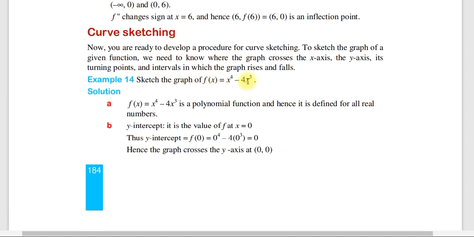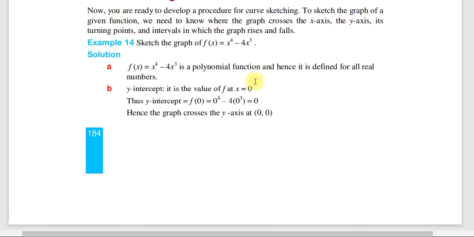There is this function. f of x equal to x to the power of 4 minus 4x cubed is a polynomial function and hence it is defined for all real numbers.